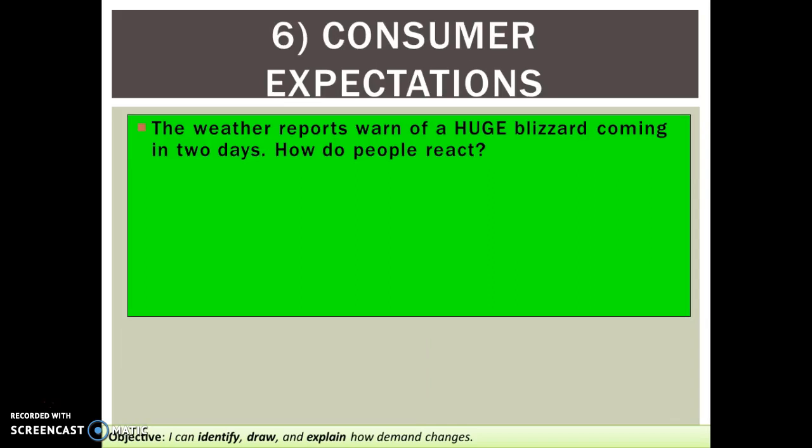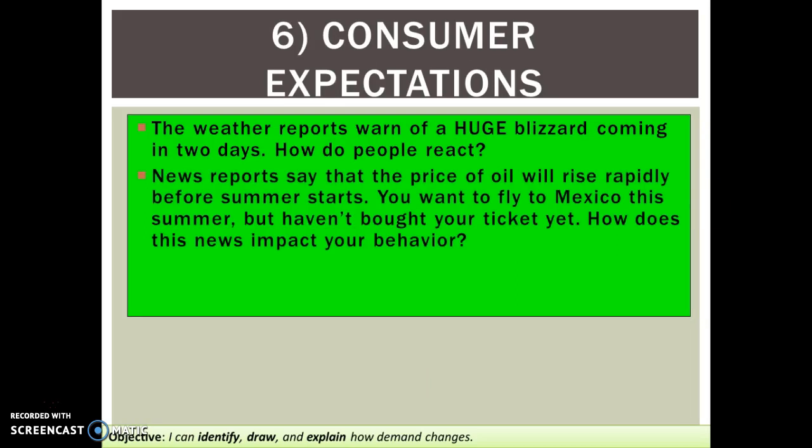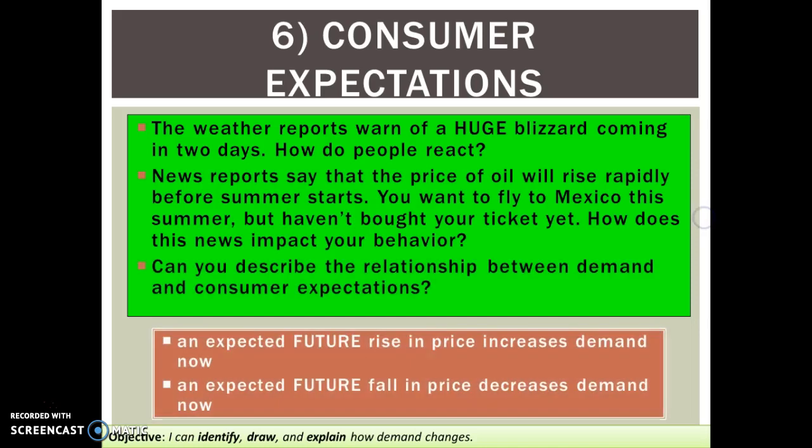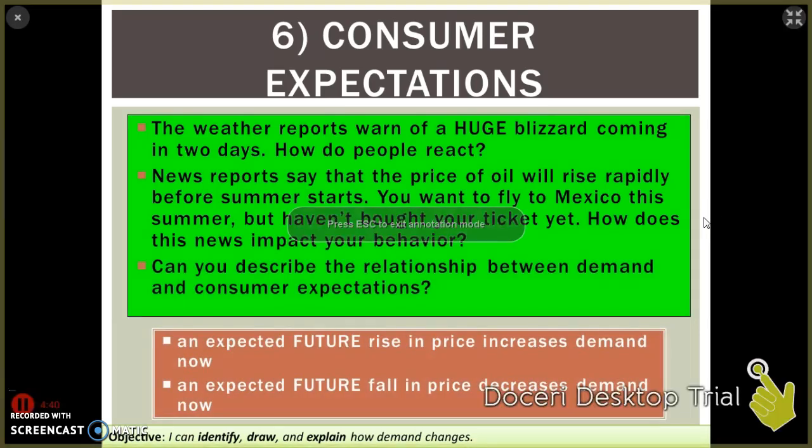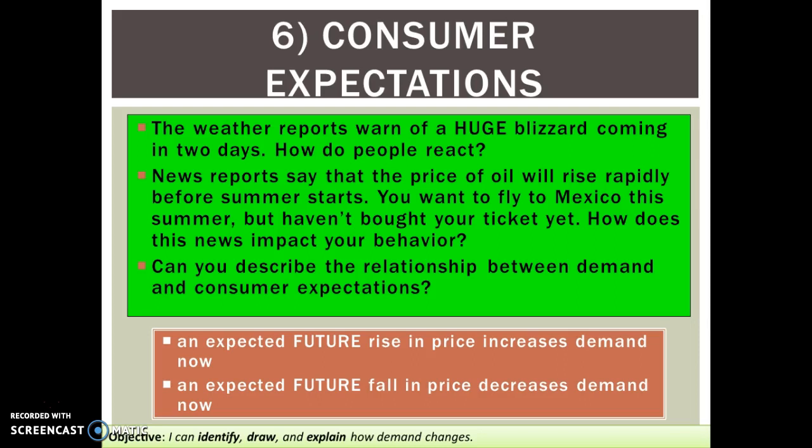I want to pause on this one because this is where students get tripped up several times. We're thinking about future price changes, and so the thing I want to point out here is we're talking about an expected future rise in the price affects our demand right now. And so if we think the price is going to go up in the future, we're going to increase our demand right now. If we think the price is going to go down in the future, it means that we're going to wait and our demand is going to go down now and we're going to wait to buy it until later.